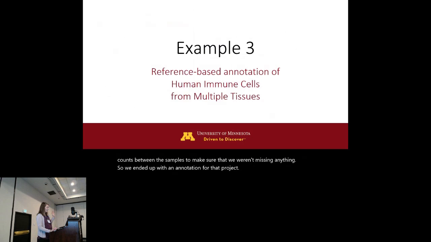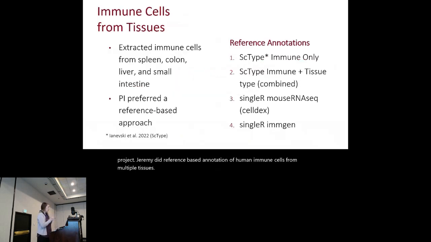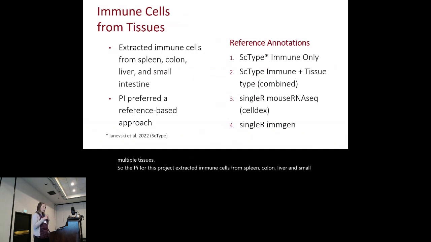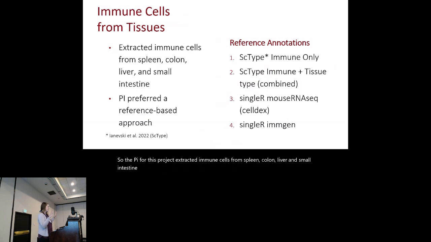Now, in example 3, our final example, this is actually Jeremy's project. Jeremy did reference-based annotation of human immune cells from multiple tissues. So the PI for this project extracted immune cells from spleen, colon, liver, and small intestine. And right from the outset, he said, I do not want to do any expert annotation. I want to use reference-based approaches. Let's make it easy on ourselves.